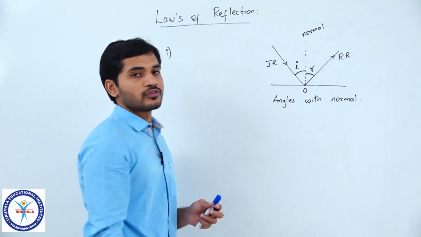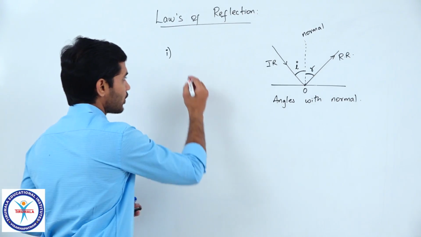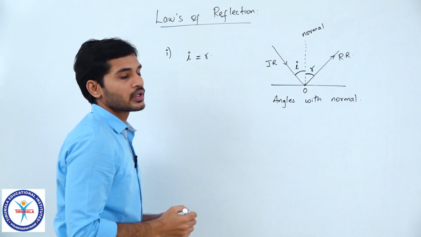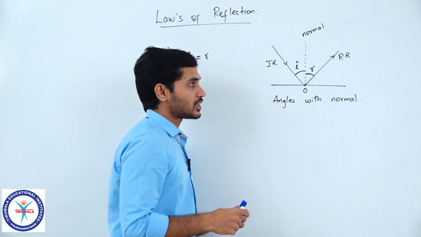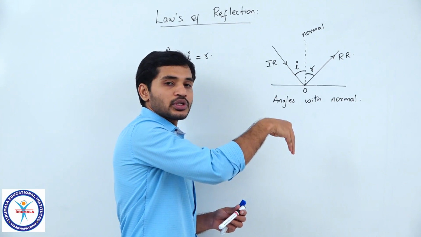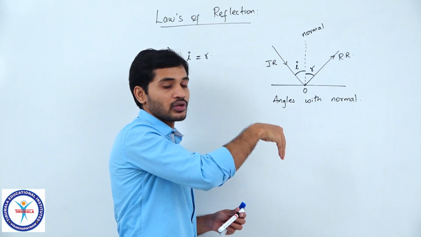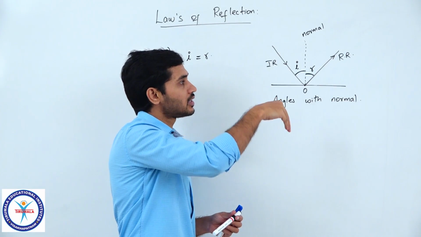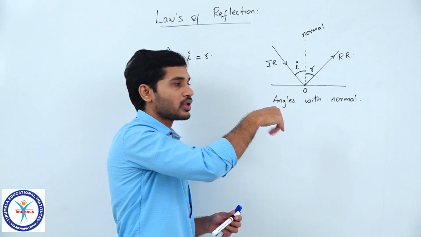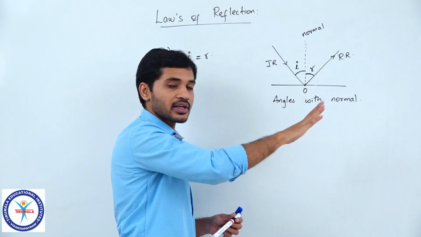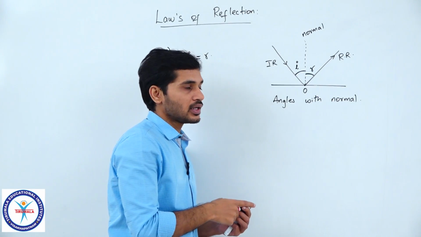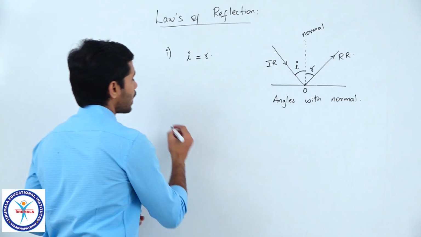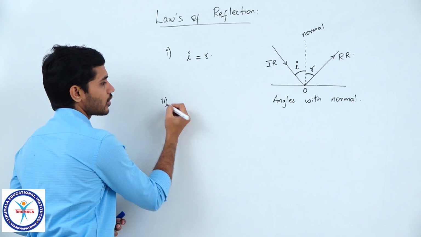The first law states that the angle of incidence is equal to the angle of reflection. A very simple law, you can say. Whatever angle the incident ray makes with the normal while striking the surface, the reflected ray also reflects back at the same angle with the normal. That is the basic idea, and similarly you can write the second law.